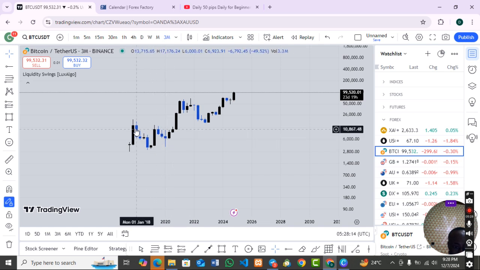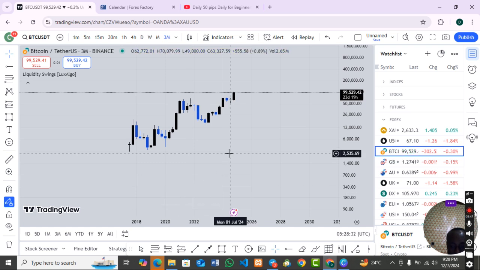So how many candles do we have here? 1, 2, 3, 4, 5, 6, 7, 8, 9 candles, forming to have this 2 years interval from the 3 months time frame.